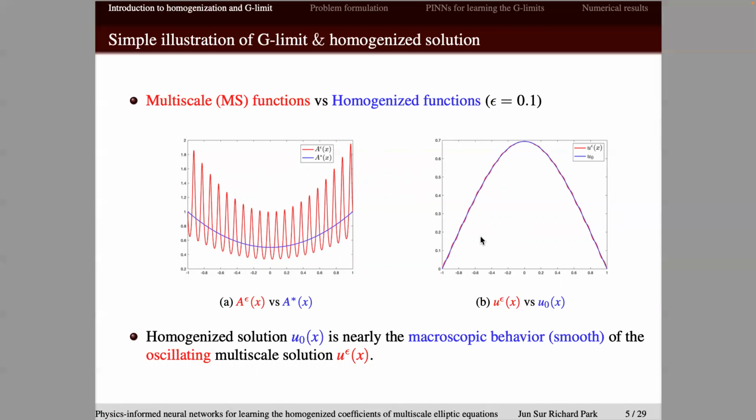And let's look at their corresponding solutions. The red line represents the multiscale solution here, and the blue line represents the homogenized solution. We can first see that our homogenized solution is quite smooth. It has a smooth structure. But if you look at the red line carefully, which is our multiscale solution, you can see some fine scale oscillation around the homogenized solution. So the message I want to deliver here is that the homogenized solution U0 is nearly the macroscopic behavior of this oscillating multiscale solution. This is the intuition I'm going to use later on.